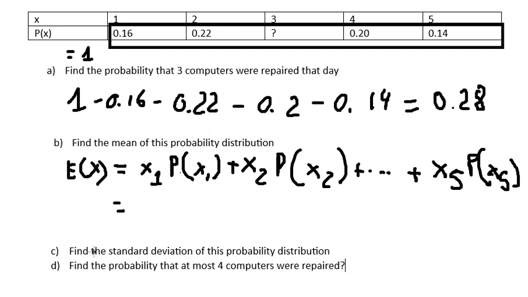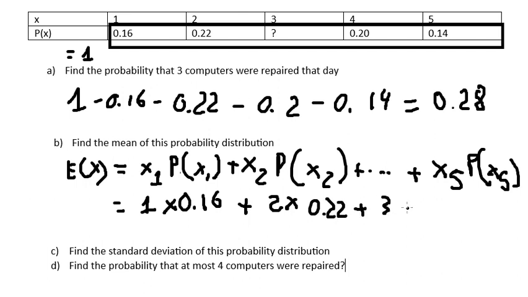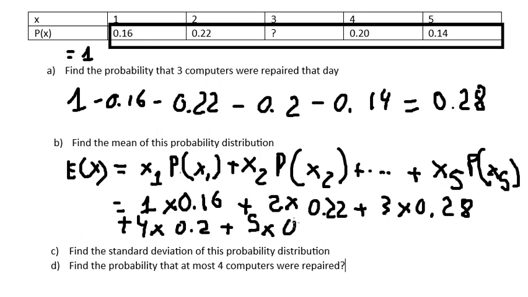So in this one, S1 we have number 1, P of S1 we have 0.16, and S2 we have number 2 multiplied by 0.22, number 3 with 0.28, and number 4 multiplied by 0.20, and number 5 multiplied by 0.14. So we calculate this one, and you get 2.94.